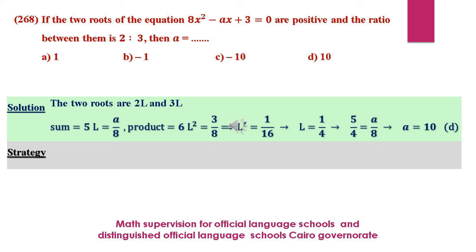We take the product, dividing both sides by 6, it will be l^2 equals 1 over 16. As a result, l equals the root of this number, positive 1 over 4. So, taking the sum 5l equals a over 8, and putting 1 over 4 instead of l, we get 5 over 4 equals a over 8. Therefore, a equals 5 times 8 divided by 4, which is 10.